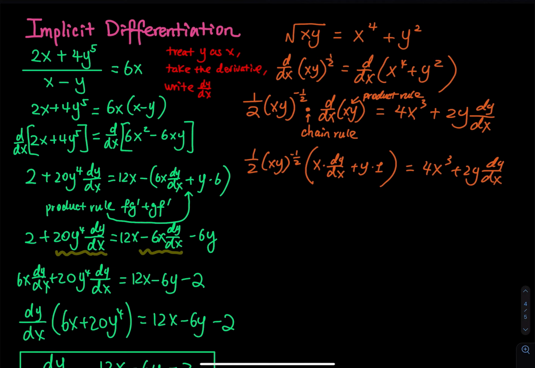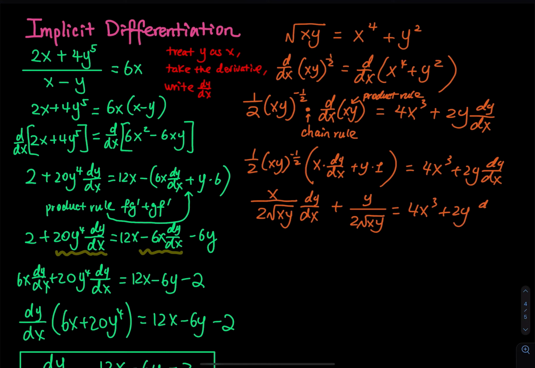Okay, we need a distribution on the left. So what do we have there? We have this, right? So we have an x, and then we have a 2. The negative 1/2 is a square root, and then we have a dy/dx, and then we have a y times that. So we have a y, and then this is 2 square root of xy, right? Looks good. And then 4x to the third plus 2y, and then dy/dx.